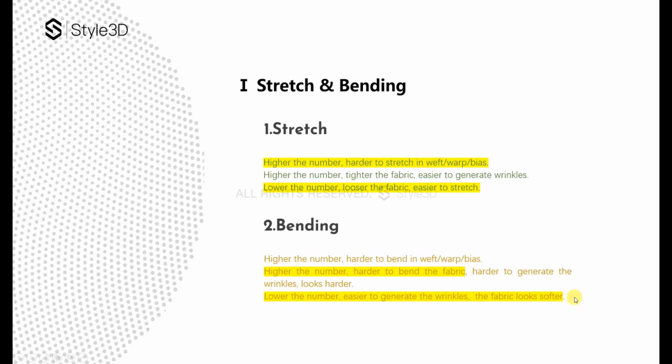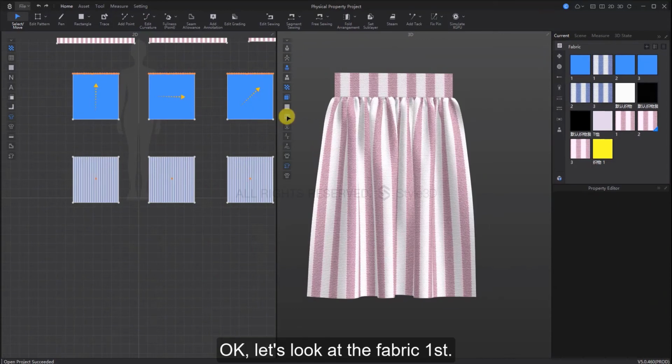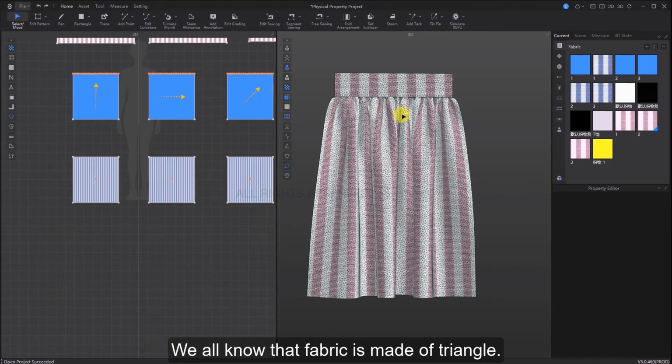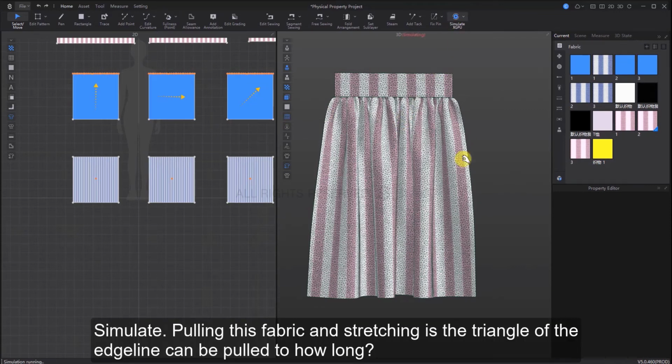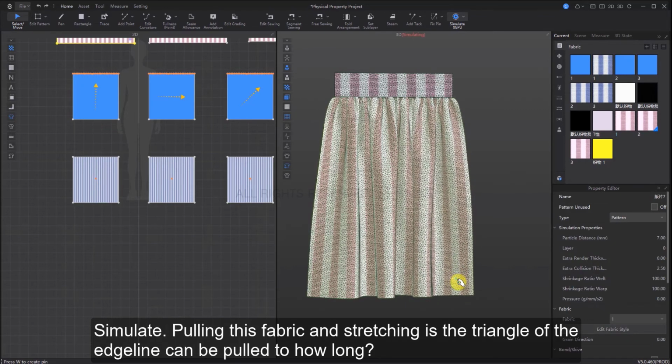Now let's check it in the project to give you some explanations, because if we just talk about the theoretical knowledge, it may still be a little abstract. Okay, let's look at the fabric first. We all know that fabric is made of triangles. Simulate. Pulling this fabric, and stretching is how long the edge line of the triangle can be pulled.